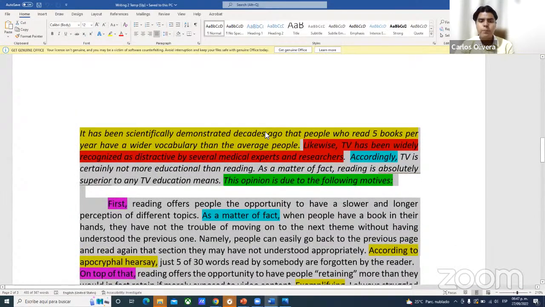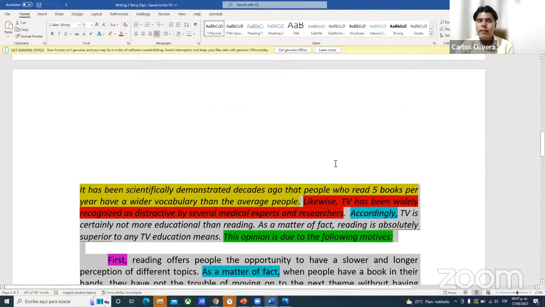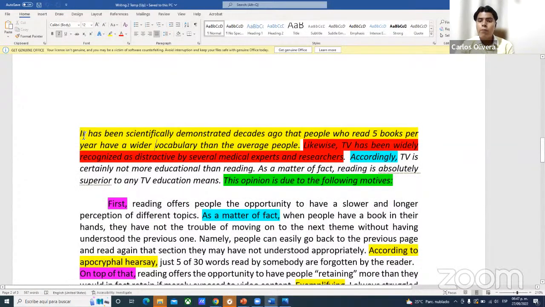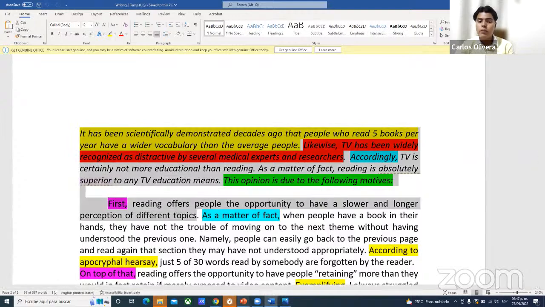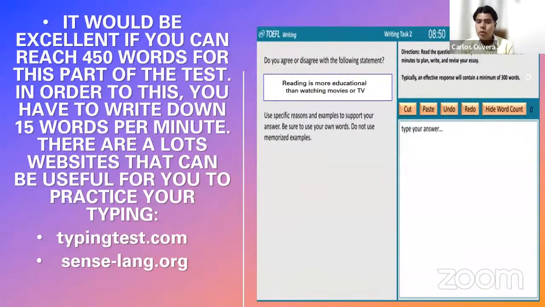Now, what else? Very important, usually. What is the topic that I wrote the essay with? In this case, I wrote this essay for a question, right? But what was that question so that we can analyze it? The question was this one. Look at it. Here you have the question. It says, do you agree or disagree with the following statements? Reading is more educational than watching movies or TV. Okay, so this is the topic that I wrote my essay about.